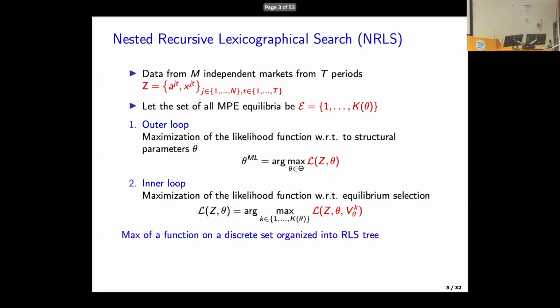The idea that I will start with is labeled nested recursive lexicographical search. And this is going to be another example of a nested estimator. So what we want to do is a maximum likelihood estimator with full solution on the inner loop.